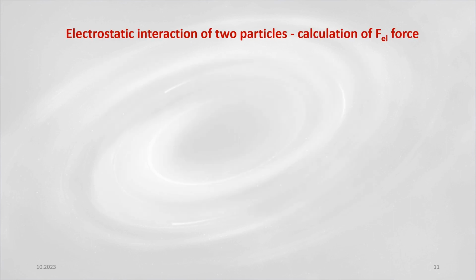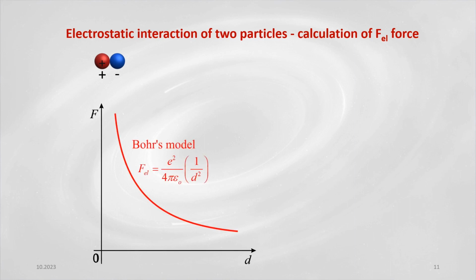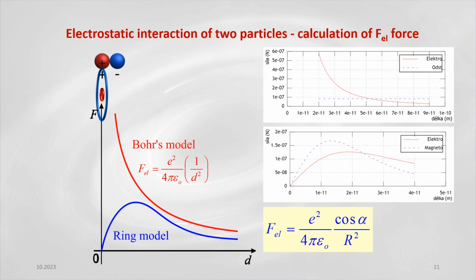In Bohr's model, as the distance between the proton and the electron decreases, the magnitude of the electrostatic force increases exponentially, inversely with the distance, approaching infinity. On the other hand, in the ring model, as the distance between the proton and the electron decreases on the common axis, the electrostatic force in the axis of the rings, after the initial increase, decreases to zero. The magnitude of the electrostatic force is influenced by the radius of the electron.